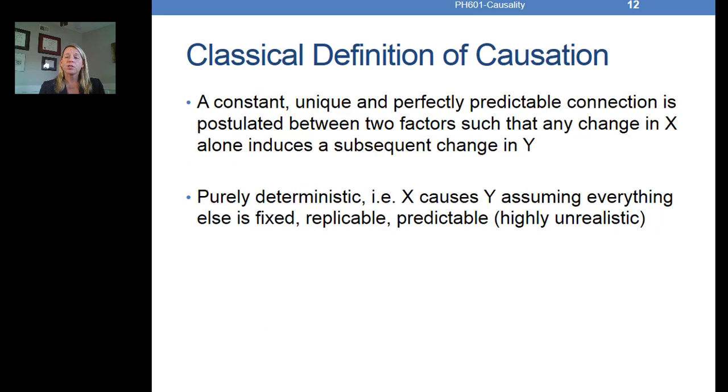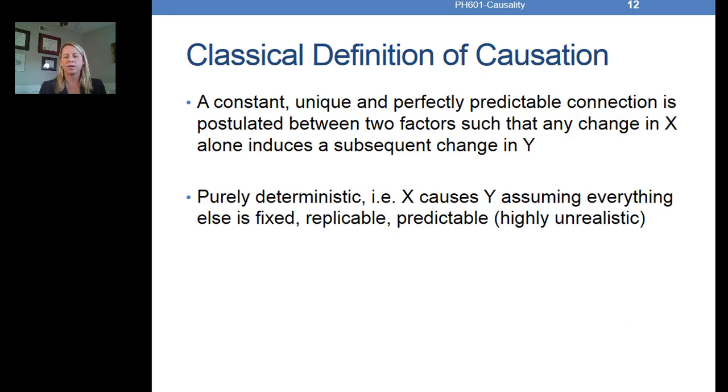So the classical definition of causation is as follows. It's a constant, unique, and perfectly predictable connection that is postulated between two factors, such that any change in X alone induces a subsequent change in Y, right? So X causes Y, as X increases, Y increases, etc. But this is a purely deterministic definition, and it is assuming that everything else is fixed in that context where X causes Y, and that it's replicable and that it's predictable.